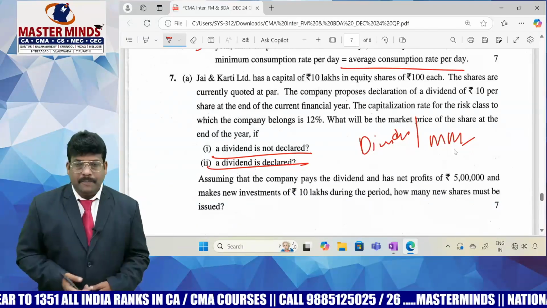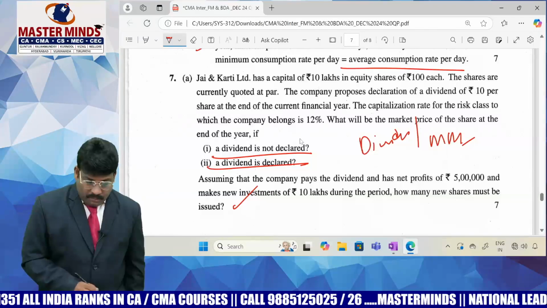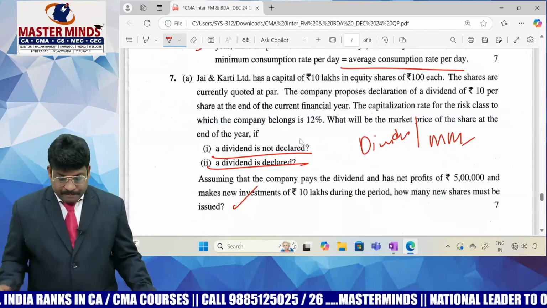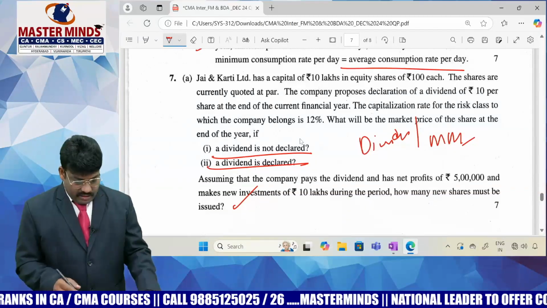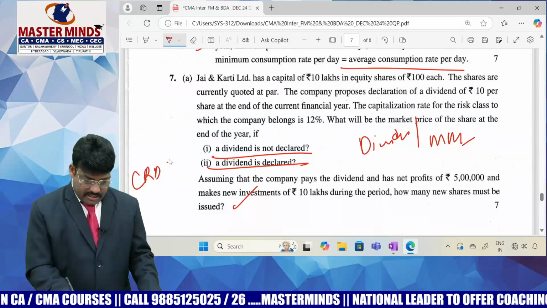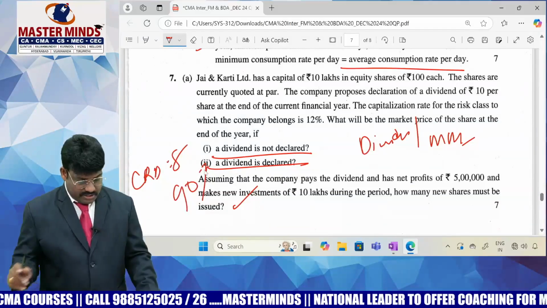We solve this problem. A similar model problem is covered in the MM material, 7A, CRD 8, right? CRD 8, approximately 90% covered.